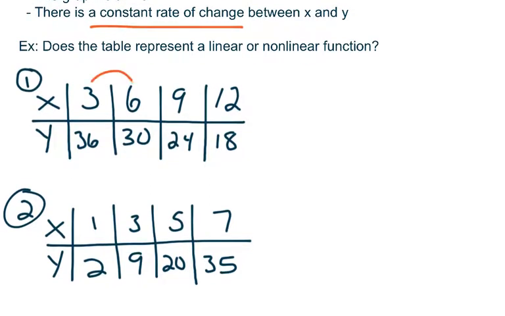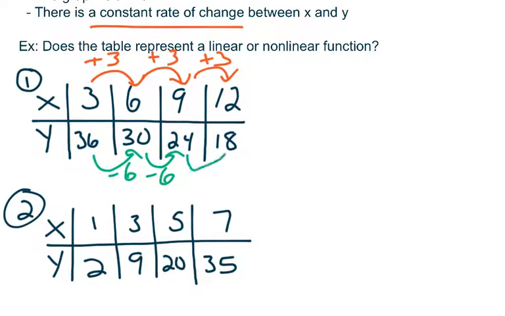So for number one here, to go from 3 to 6, that would be up 3 or plus 3. From 6 to 9, plus 3 again. From 9 to 12, again, plus 3. Okay, if we look at the y values, from 36 to 30, that's down 6. 30 to 24, down 6 again. 24 to 18, also down 6. So what we've got here, while the numbers aren't the same, they are the same from each x to the next, and then the same with the y's. These numbers themselves don't have to be the same, but these numbers have to be the same, going from left to right, both the x's and the y's. So number one here, this one is a linear function.